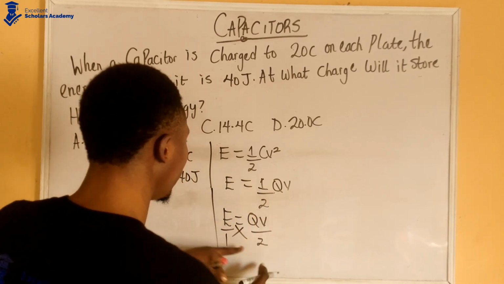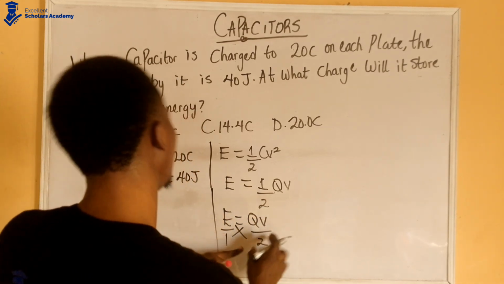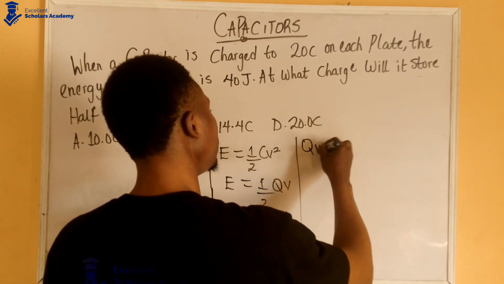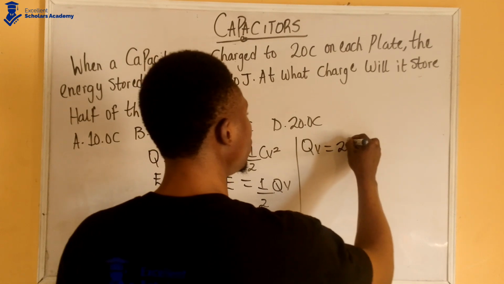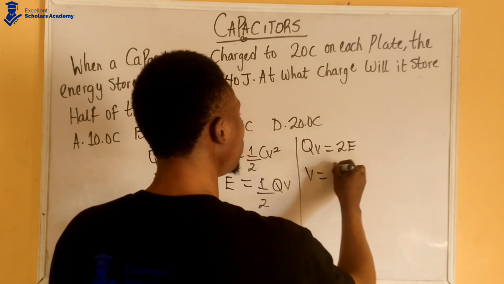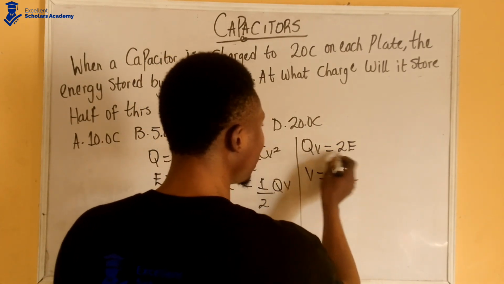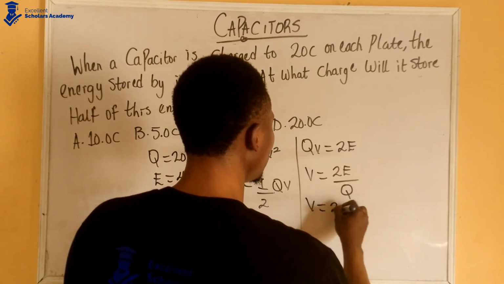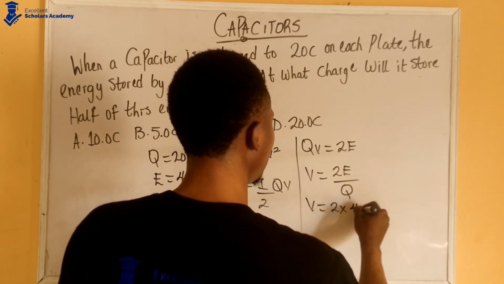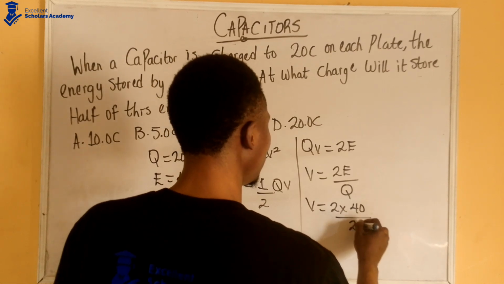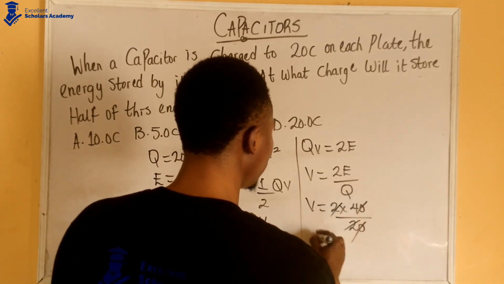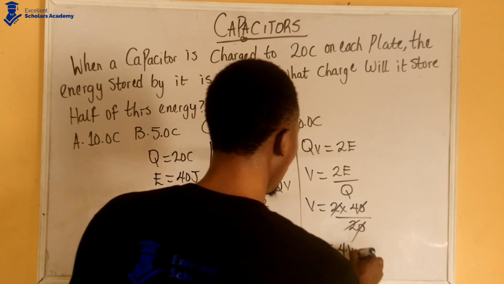Let's cross multiply. This multiplies this. You have QV times 1, that gives you QV is equal to E times 2, that gives you 2E. So meaning that V is going to be equal to 2E over Q, by the time you divide both sides by Q. So V is going to be equal to 2 times E, which is 40, over Q, which is 20. So we have the 0 cancel the 0 here. This 2 takes 2 away from here. We're left with 4. So we have 4 volts.